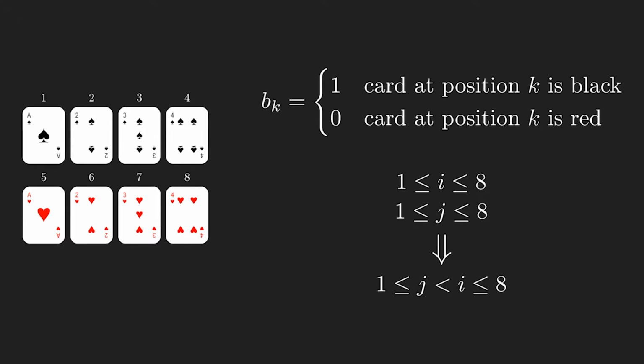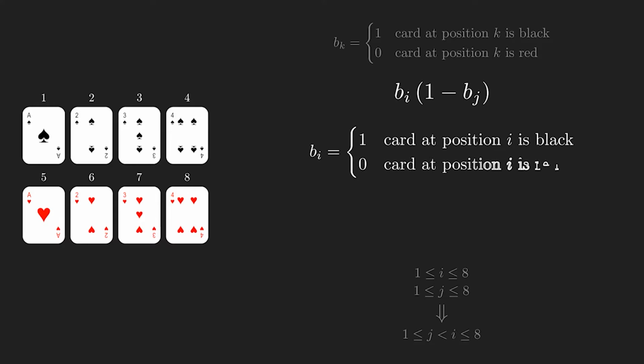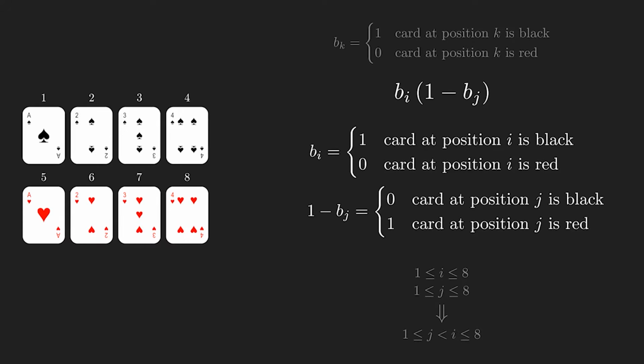We can represent whether two cards at position i and j are a black-red inversion with this expression. Why does this work? Well, let's look at the first part, bi. Like I just described, if the card at position i is black, it will evaluate to 1, and if it's red, bi will evaluate to 0. Next, let's look at 1 minus bj. If bj is 1, meaning that the card at position j is black, this term will evaluate to 0. If bj is 0, however, meaning that the card at position j is red, it will evaluate to 1.